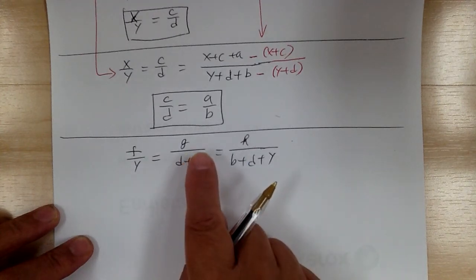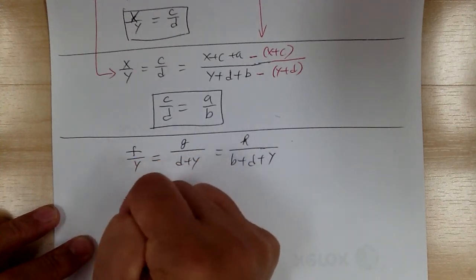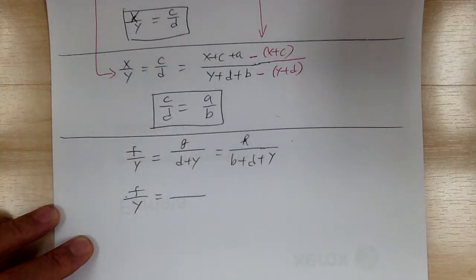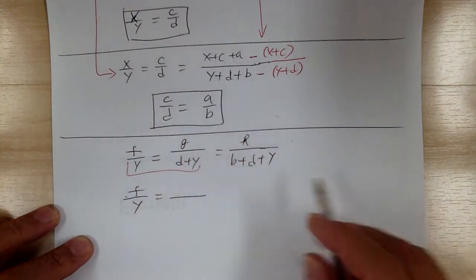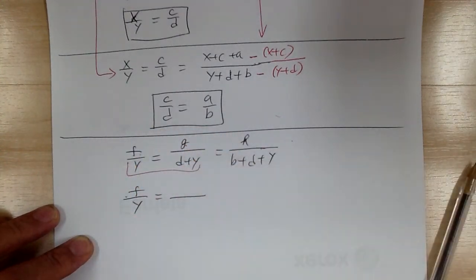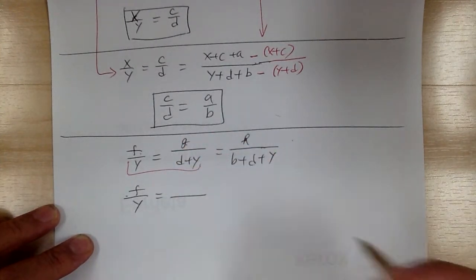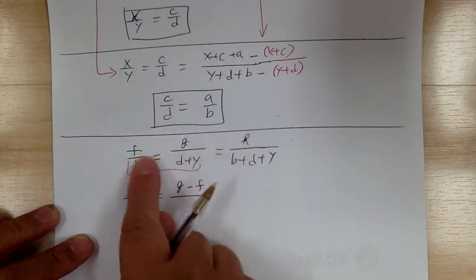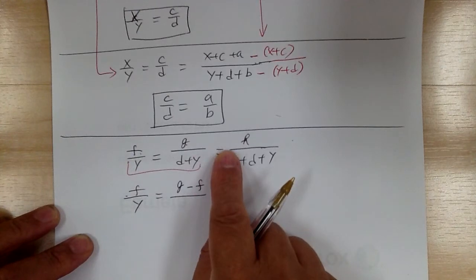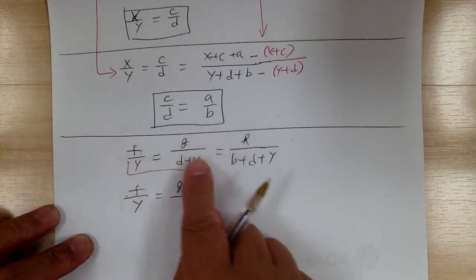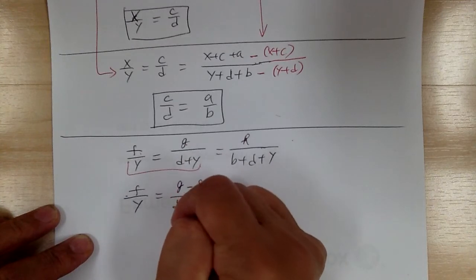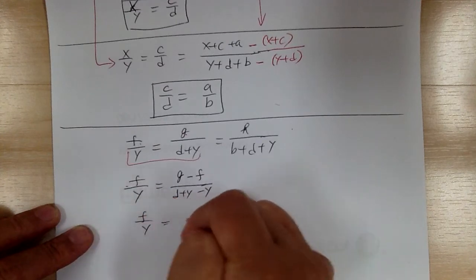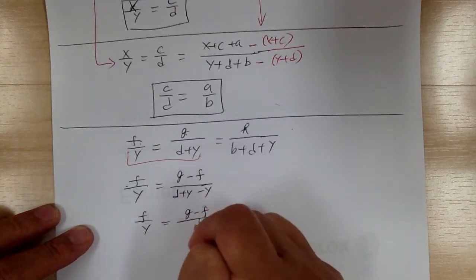Okay. So I'm going to start over here. Again, now I can use any combination, right? So now I'm going to use this minus that. So I'm going to use these two over here. So it'd be g minus f. Okay. So again, once I establish my equation, I can do any combination. So I can use this minus that over this minus that, and it will still be equal. Okay. And so f over y will equal g minus f over d.